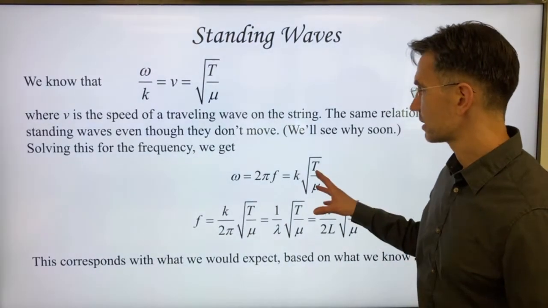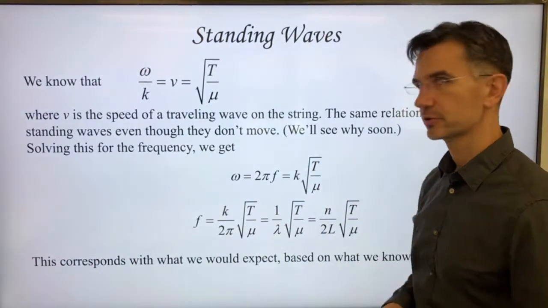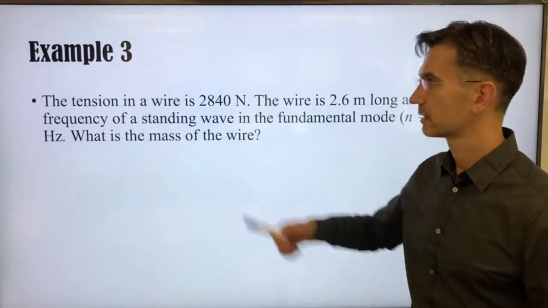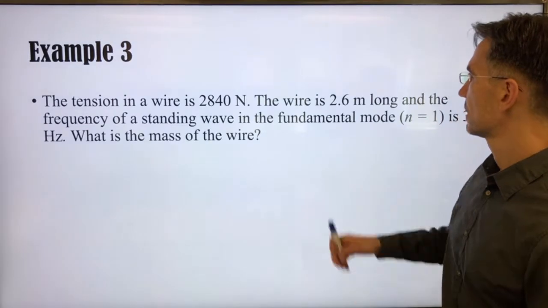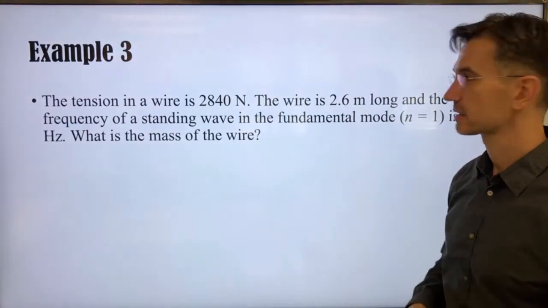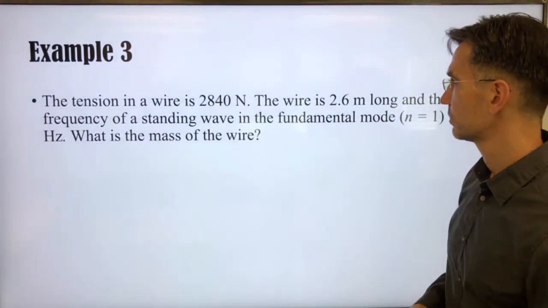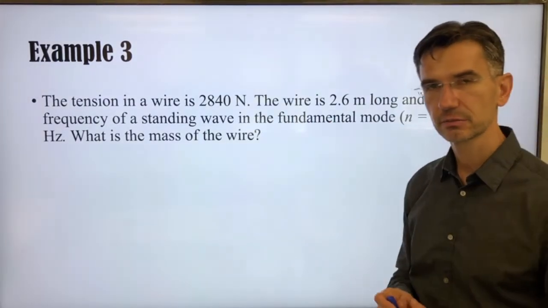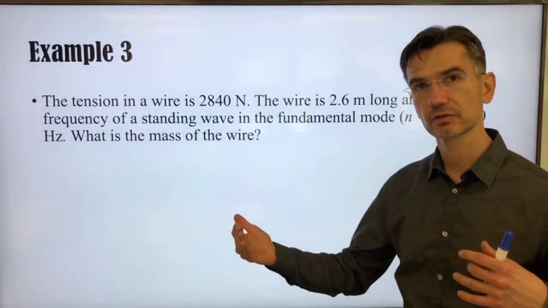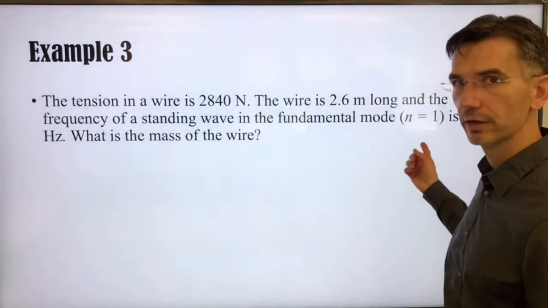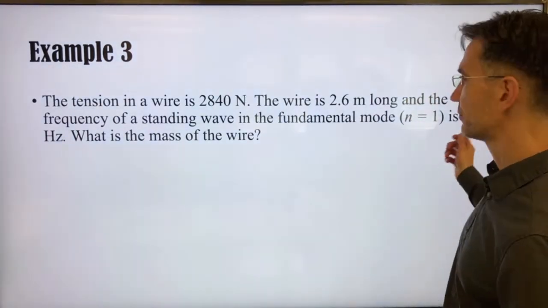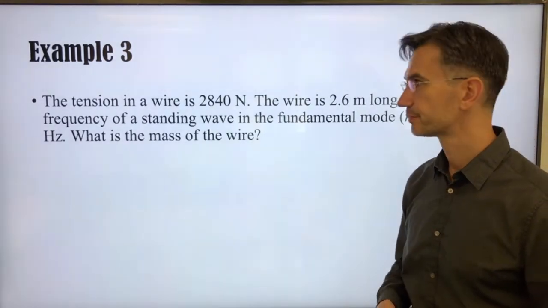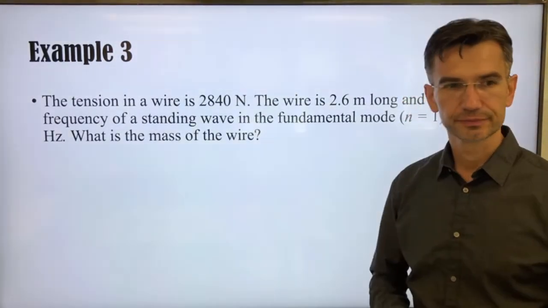So let's take an example where we apply this equation. We have a tension on a wire of 2.8 kilonewtons. We have the length of our wire, 2.6 meters, and we know the frequency of a standing wave in the fundamental mode. So the fundamental mode is where we actually have only half a wavelength across the wire. So this is n equal 1. And the frequency is 310 hertz. Again, in the audible range. What is the mass of the wire?